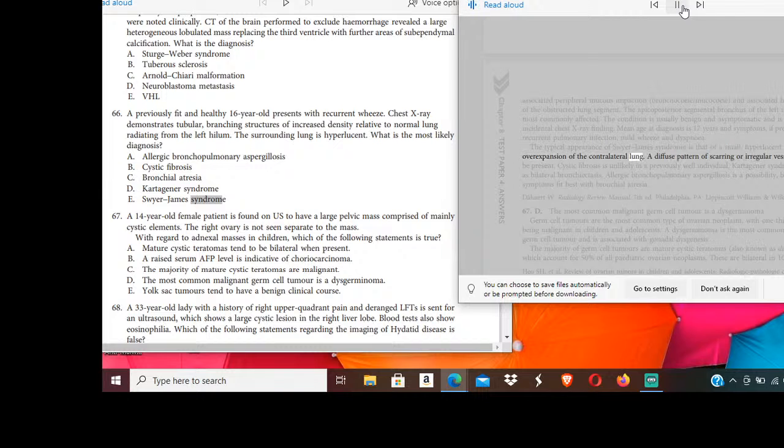A diffuse pattern of scarring or irregular vessels may also be present. Cystic fibrosis is unlikely in a previously well individual. Kartagener syndrome appears as bilateral bronchiectasis. Allergic bronchopulmonary aspergillosis is a possibility, but the minor symptoms fit best with bronchial atresia.